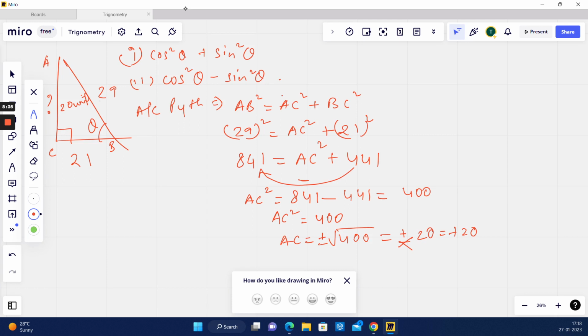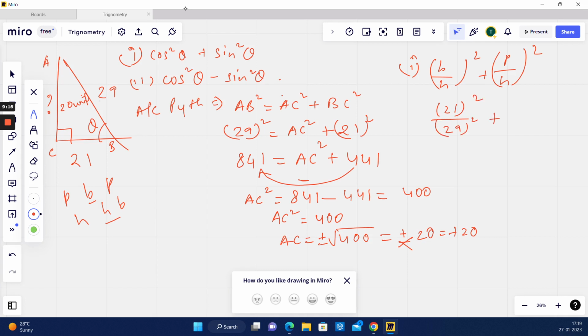Now we can find cos theta. So what does our formula say? Pandit Badri Prasad Har Har Bole, correct? So cos is B by H. So now we'll solve question 1. Cos square is B by H, the whole square, plus what is sine? Perpendicular by hypotenuse, the whole square. What is the base in this case? 21 is the base. What is the hypotenuse here? 29, right? 29 is the hypotenuse, squared. What is the perpendicular here? 20.